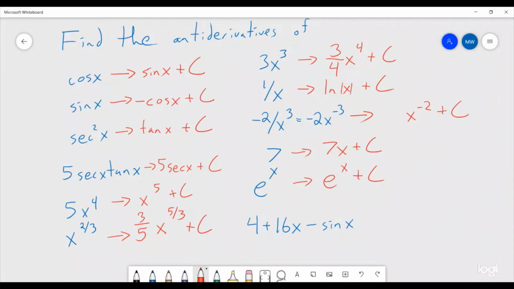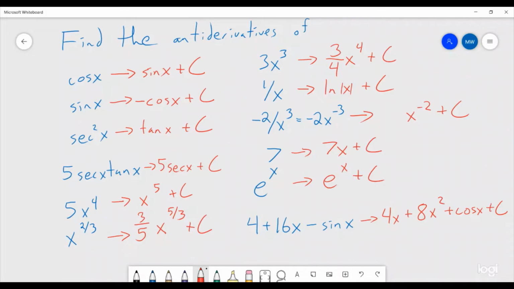4 plus 16x minus sine x. 4 goes to a 4x. 16x goes to an 8x squared. Minus sine x goes to a plus cosine x plus c. So those are the antiderivatives of these. So practice these. Make sure that you don't get derivatives and antiderivatives mixed up.